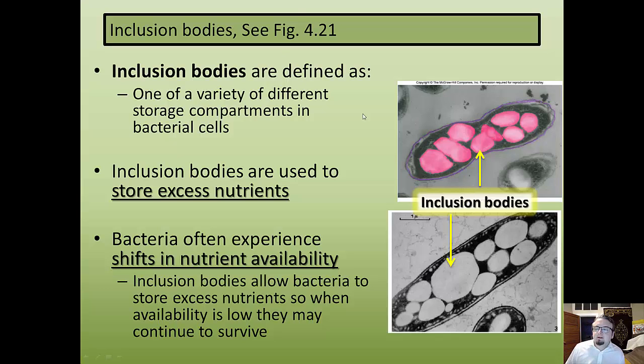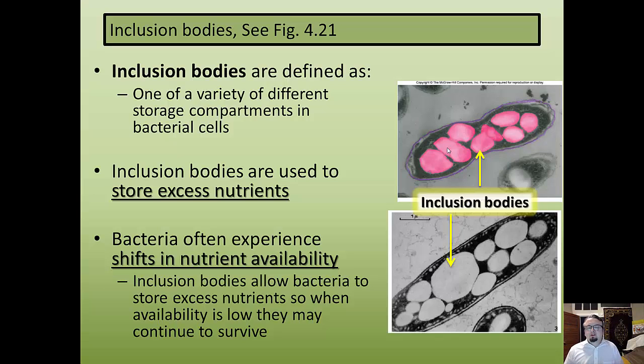So it's basically a little storage unit in the cell, and what it does is very simple. It allows them to take in extra nutrients when they find themselves in an abundance of food and energy. They can store away some of that excess energy, and then if the energy source goes down, they can start to draw some of those nutrients back out. I like to think of them honestly as little bacterial fat cells. Okay, it's not a separate cell, it's more of a little compartment, but it does kind of the same thing.